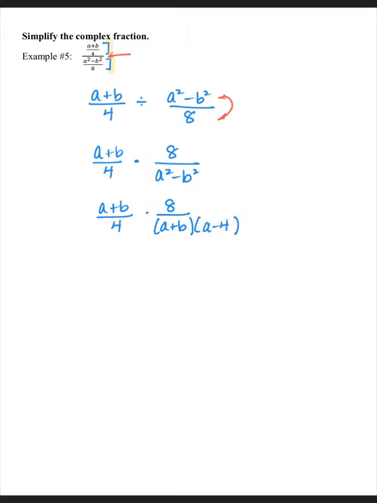Well, if I compare my numerator and my denominator, I can see that this a plus b is my common binomial. Let's rewrite the values we have left. In the numerator now I have an 8, and in the denominator I have a 4, a minus b. Well, if I'm looking at my numbers here, 8 divided by 4 can reduce to 2. So now I'm going to be left with a 2 in the numerator and an a minus b in the denominator.